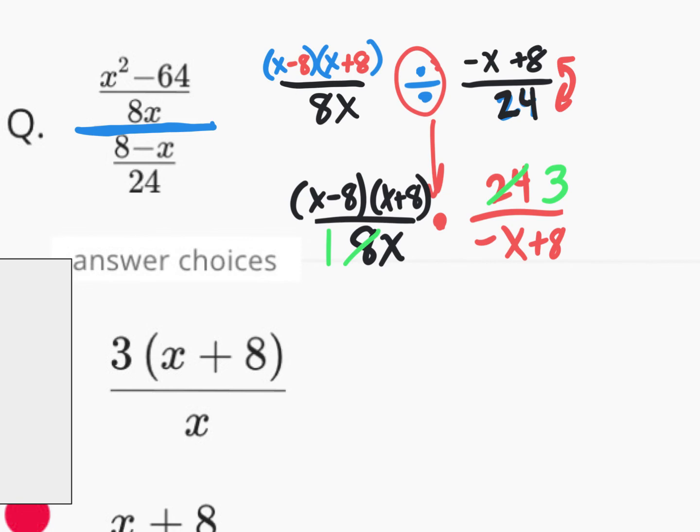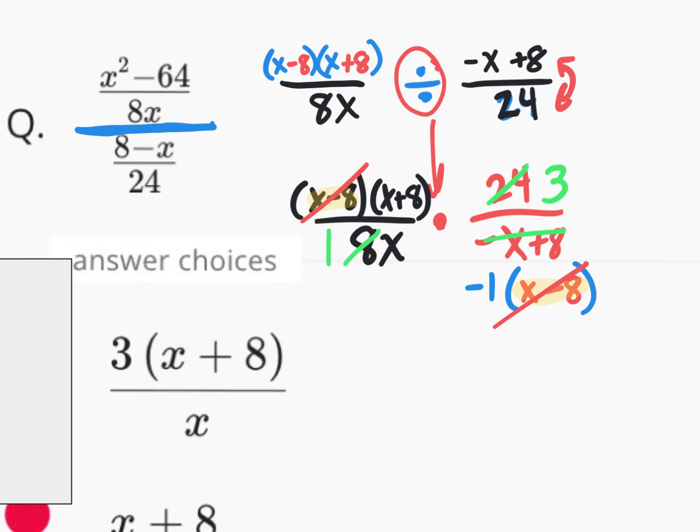Is there anything else that I could cancel? If you look at this guy, the negative x plus 8, and you see x's and 8's up here, we've got to change the sign by factoring out a negative 1. There's a lot of factoring out a negative 1. I guess it's a very important skill. Pull out the negative 1. What are you going to have left on the inside? X minus 8, right? So we've changed the way it looks, but now we can cancel out the x minus 8. We have an x minus 8 up there, x minus 8 down there. Let's cancel those guys out.